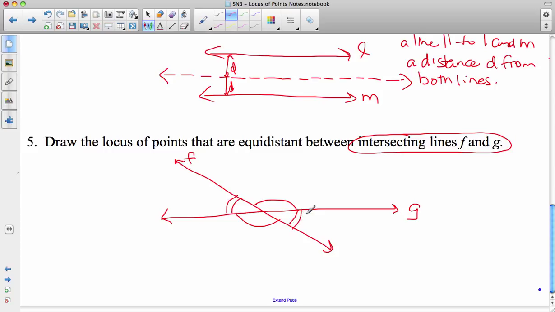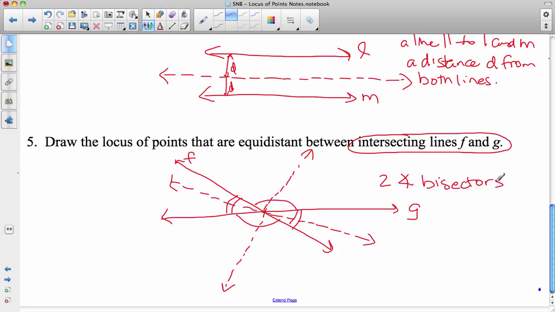And so if you took a point that was equidistant between F and G on these 2 sides, it would actually bisect that angle. So that would be an angle bisector. And on this side, you would also get the angle bisector of those 2 angles. And so to describe those, you would get 2 angle bisectors.